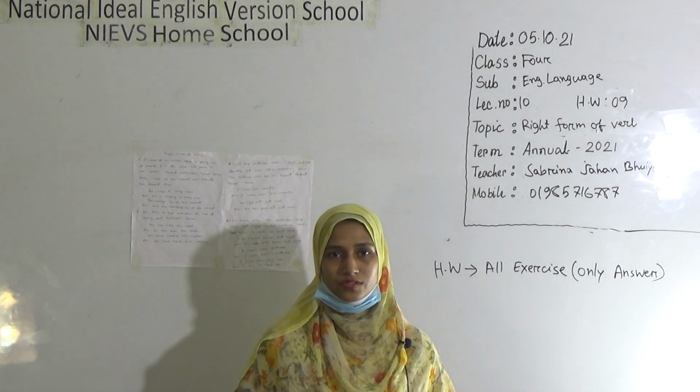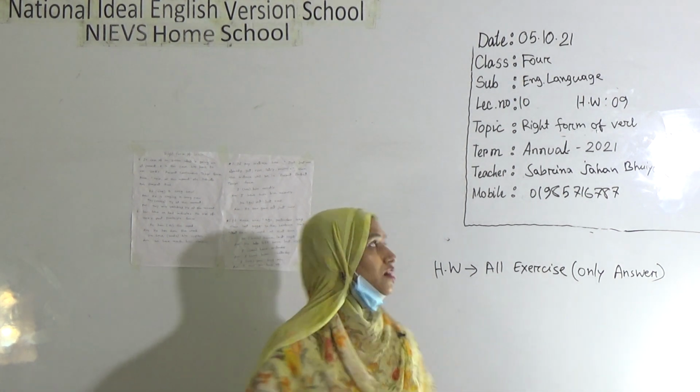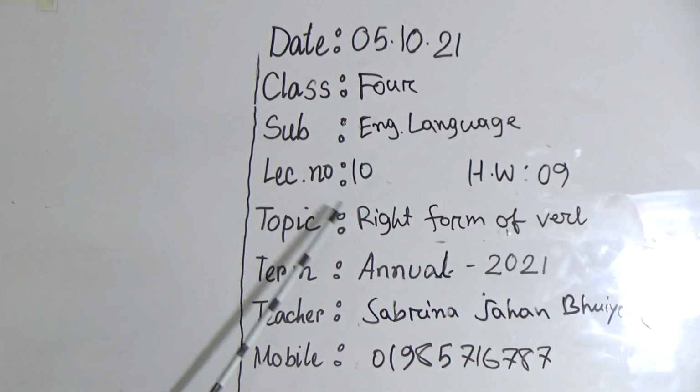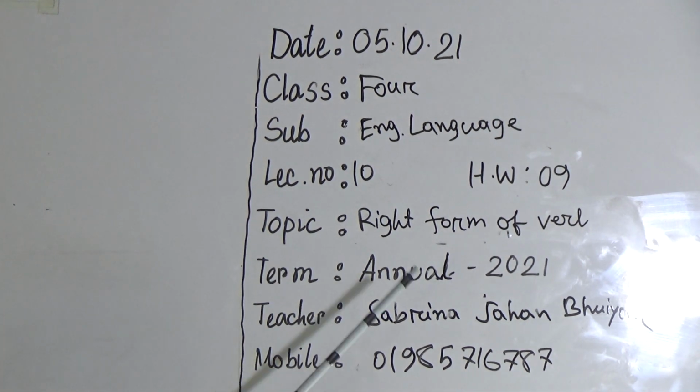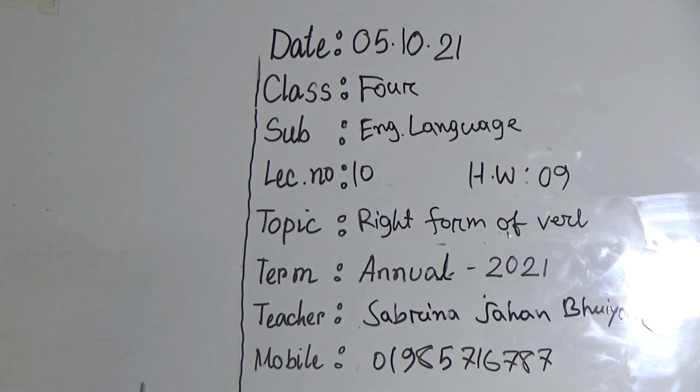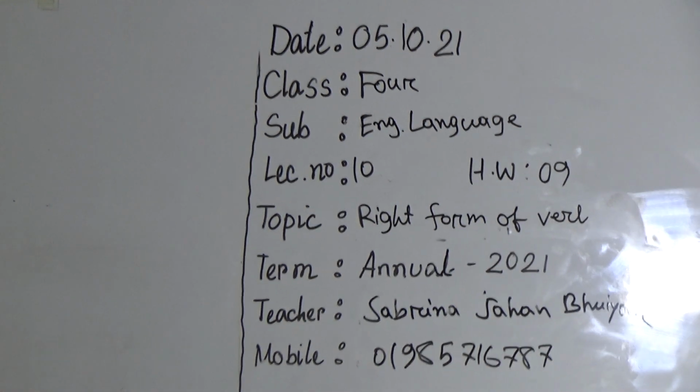Dear students, today I am going to take English language class for students of class 4. Look dear students, here our lecture number is 10 and SW number is 9. Our today's topic is right form of verb. Okay dear students, now I am going to start about our today's topic. Okay, look here, right form of verb.